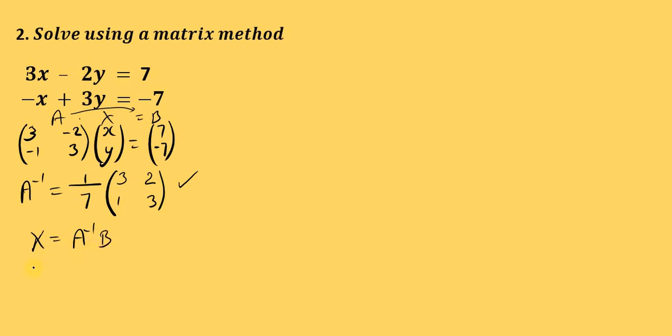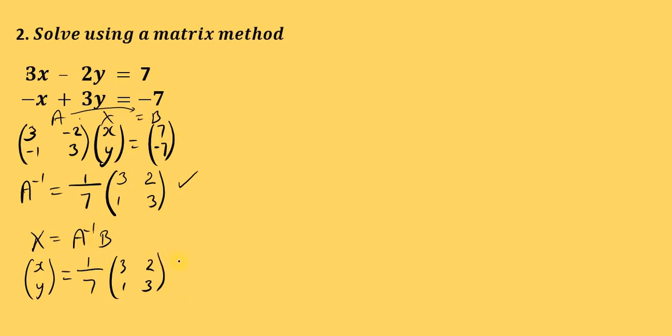So let's set that up. Let's write what the x matrix is. It consists of the variables x and y, equal to A inverse, which we actually found there, was 1 over the determinant of A times the adjoint of A. So this is A inverse. Remember, the variable matrix equals A inverse times B.